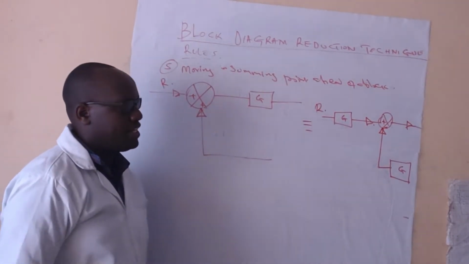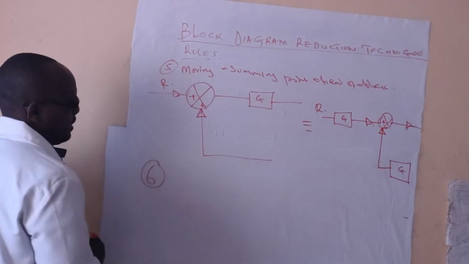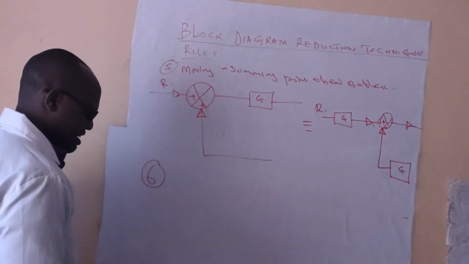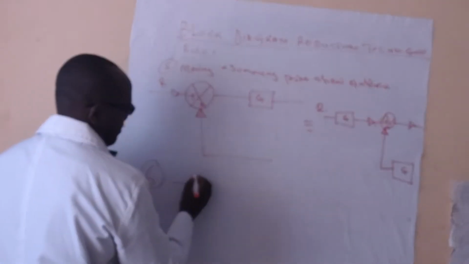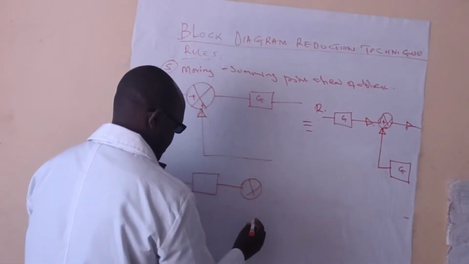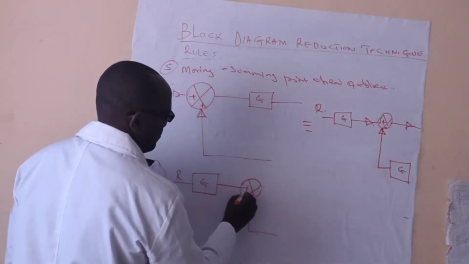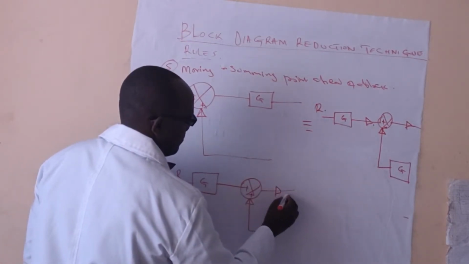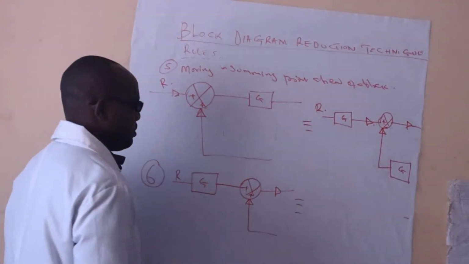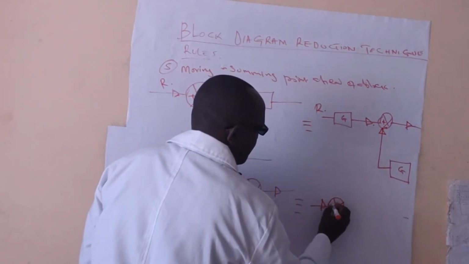And let's see the opposite of that, and that will lead us to rule number six. Rule number six is when we have something like this, a block diagram. What will be the equivalent of that? The equivalent of this is going to look like this.